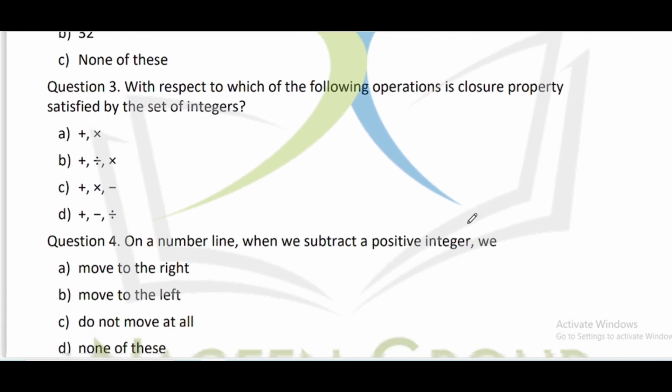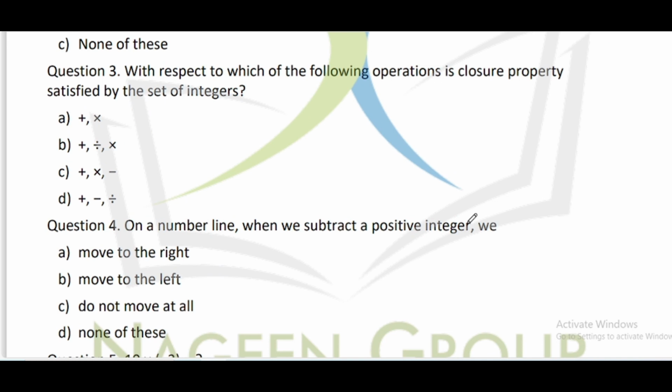Let's see question number 3. With respect to which of the following operations is the closure property satisfied by the set of integers? The closure property is satisfied by the set of integers for multiplication. And the right answer is part C.